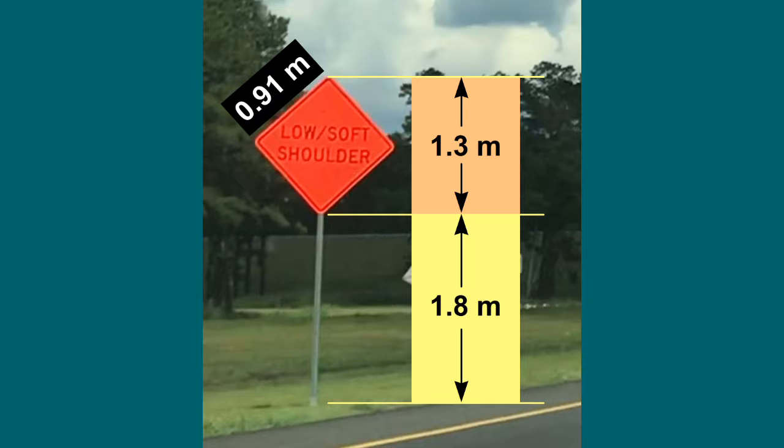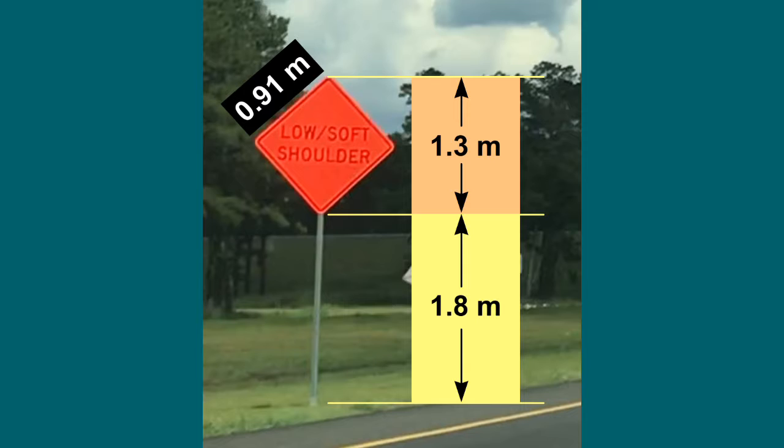We will need the dimensions of the sign for our analysis. The low soft shoulder sign has the standard dimension of 3 feet for each side, that is 0.91 meter. Therefore, the vertical diagonal is 1.3 meters. By measuring the pixel lengths with a software graphics program and using length ratios, we arrive at 1.8 meters for the length of the support for the sign.